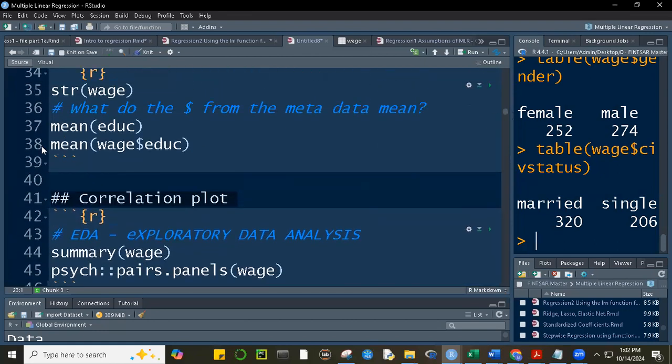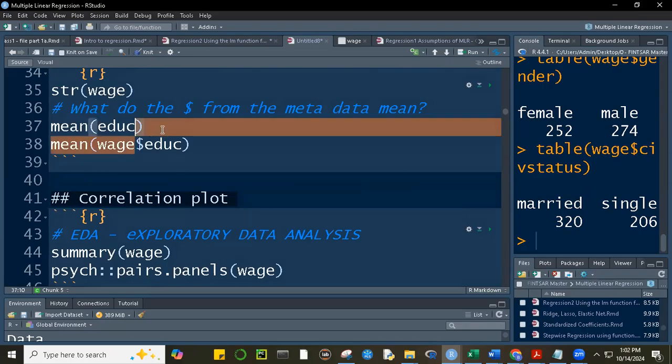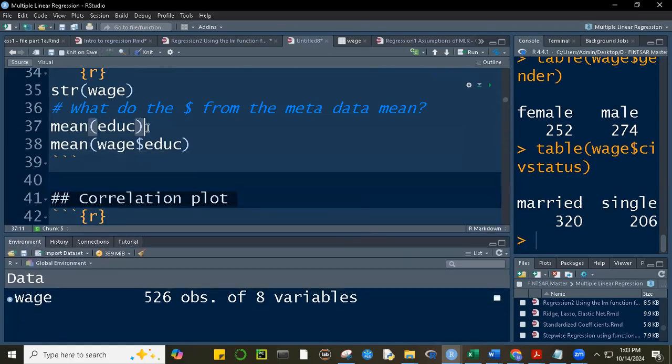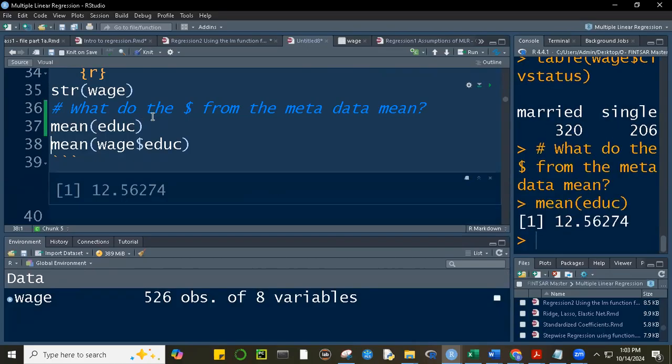And then we said last time that you cannot actually get the mean of education because education is not found in your environment. You only have wage. So if I run this mean of education, it will give us an error term. Wait, because I already changed my wage to wage class.